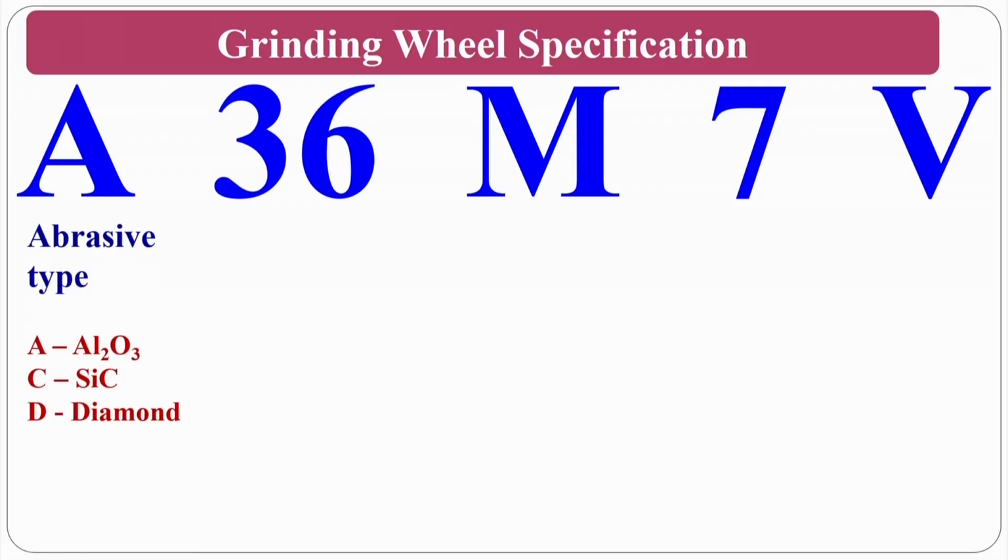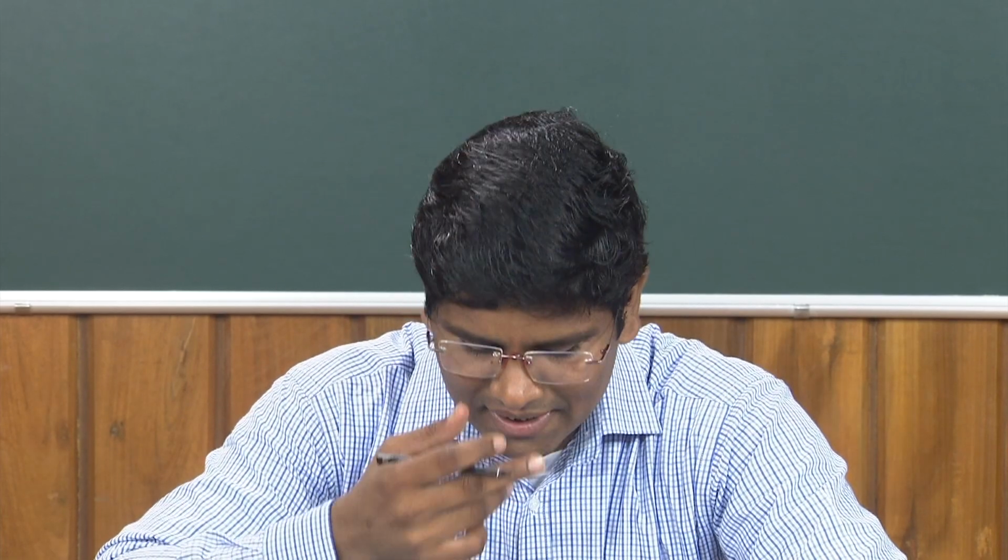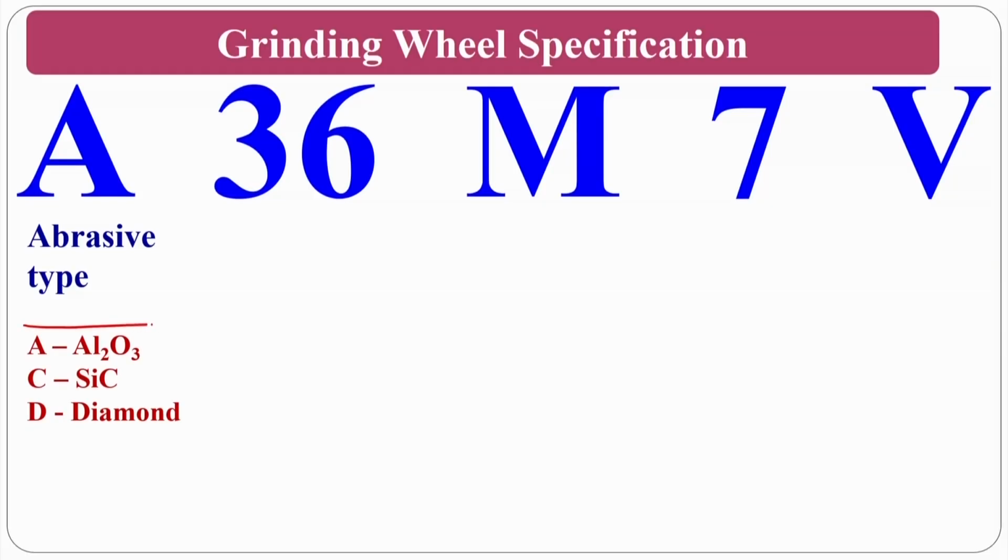A represents abrasive type. Abrasive type means whether it is alumina, that means Al2O3, or silicon carbide or diamond or something. Okay. So, normally in this particular context, A represents alumina. That means my grinding wheel specification, whatever I am asking for, has abrasive particle type alumina.